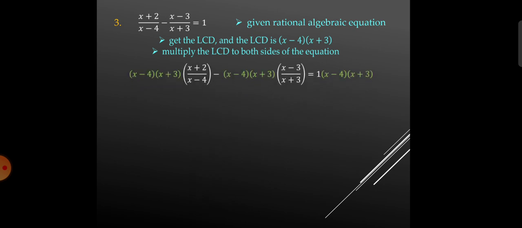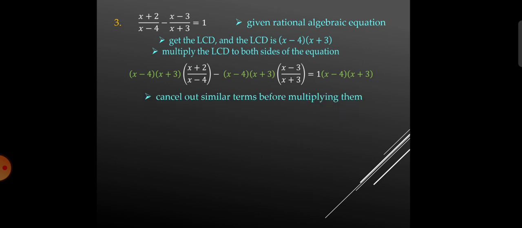So, like what we did in number 2 of the example, I will distribute the LCD to the two fractions on the left side and to the 1 on the right side. So, x minus 4, x plus 3, the one in green, the LCD, is multiplied to the first fraction, x plus 2 over x minus 4, in parentheses. Minus, because the operation is minus. Then I also put the LCD again, times x minus 3 over x plus 3 equal to 1 times the LCD, two whole.